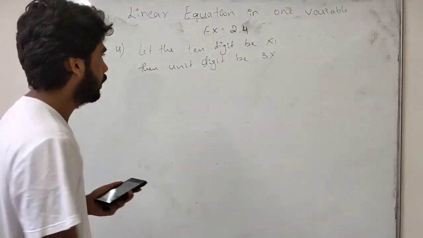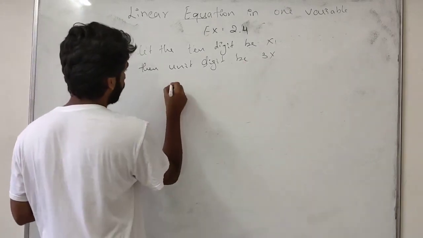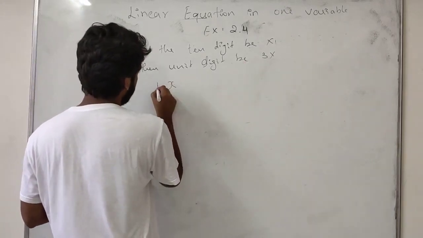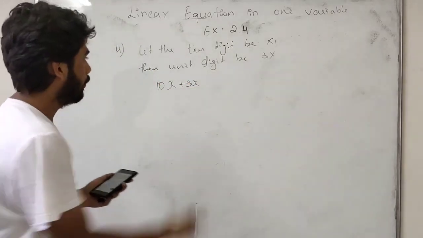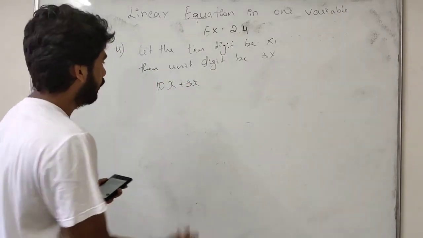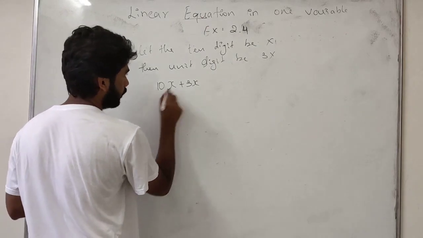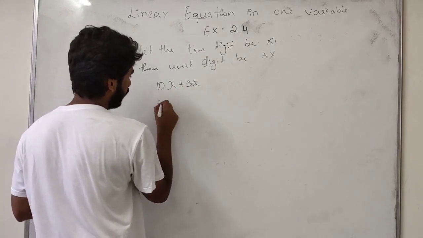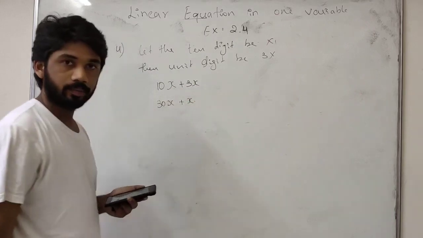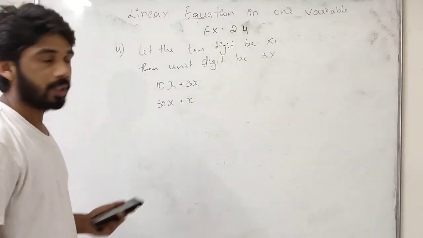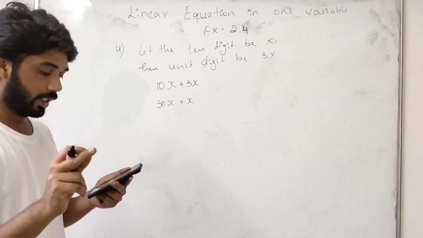So now we will write that this is the unit digit. So we can write the original number as 10x plus 3x. If we interchange, we will be getting 30x plus x. If you add both of these, we are getting 88.